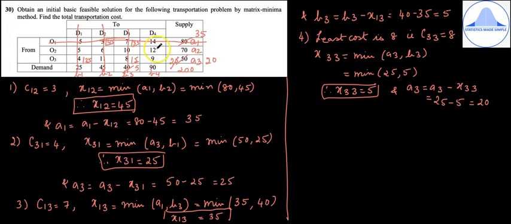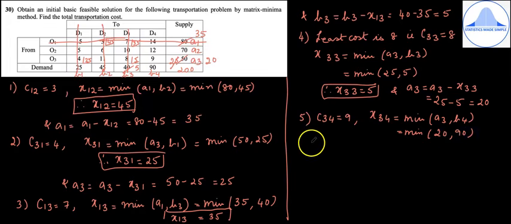Now the next least cost which you see is 9. This is present in cell 3-4. So C34 is equal to 9. X34 is equal to minimum of A3 comma B4, which is equal to minimum of A3 is 20 and B4 is 90. So you'll get X34 equal to the minimum, which is 20. So X34 is 20. So here you write 20.